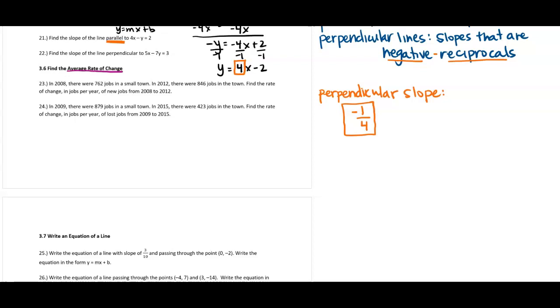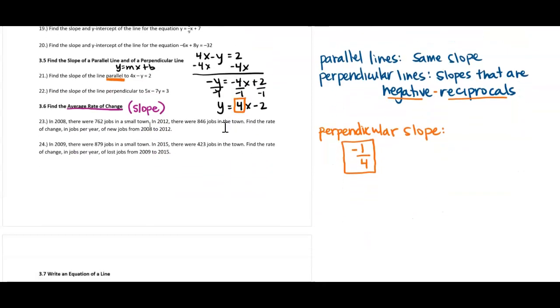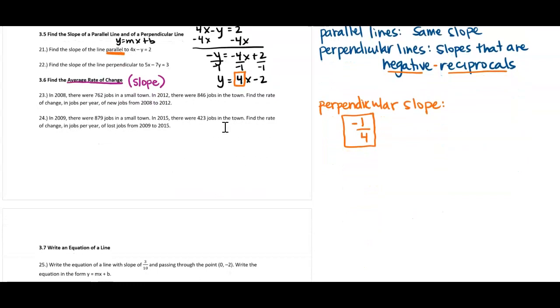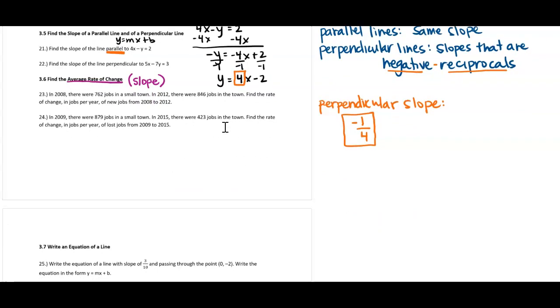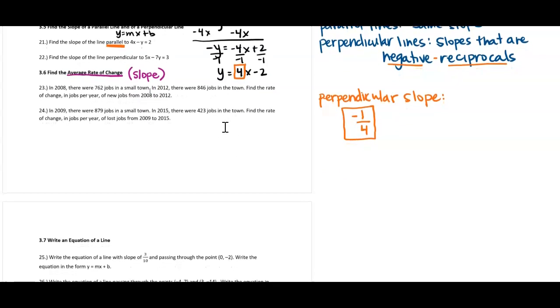Average rate of change. Starts with an S. Okay. It's going to be the slope. So when you write down, you definitely should make sure that you know the slope formula. That's going to be one thing that you want to make sure.